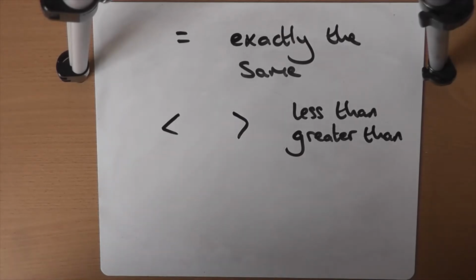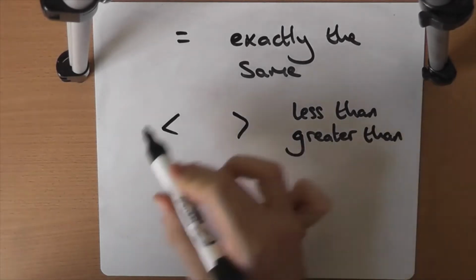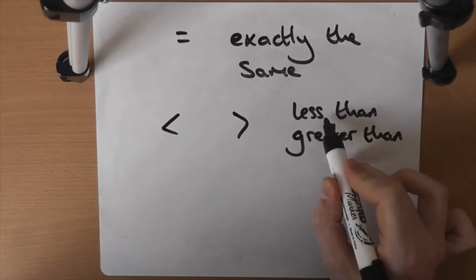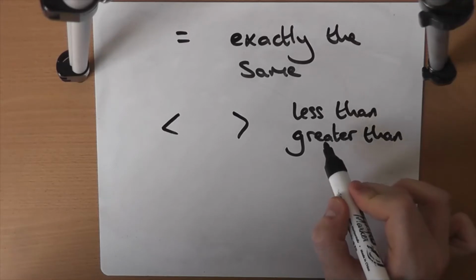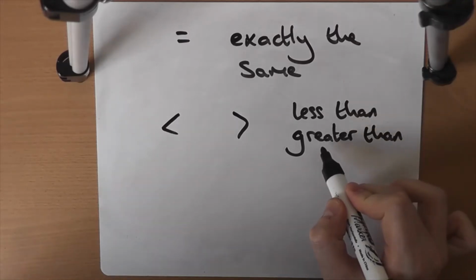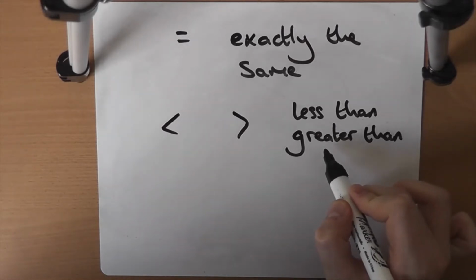We also need a couple of extra symbols, because these symbols here suggest less than, as in strictly less than 3. Anything at all that is less than 3, so not 3 or bigger. And greater than means strictly greater than. Greater than 4, for example, means bigger than 4, as in not 4.